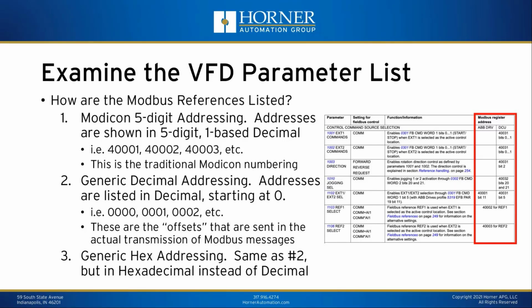So again, there are different styles in which drive manufacturers list their Modbus addresses. It could be in decimal, 5-digit Modicon. It could be a 4-digit offset that's in decimal, or it could be a 4-digit offset that's in hex. So you want to pay attention to that.